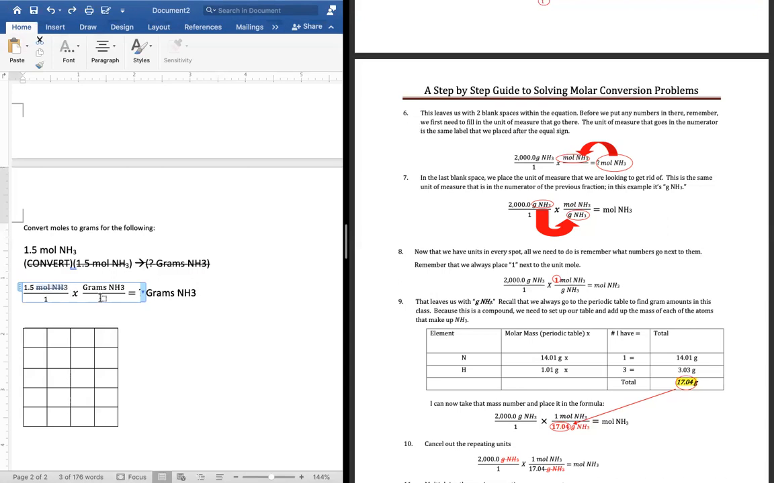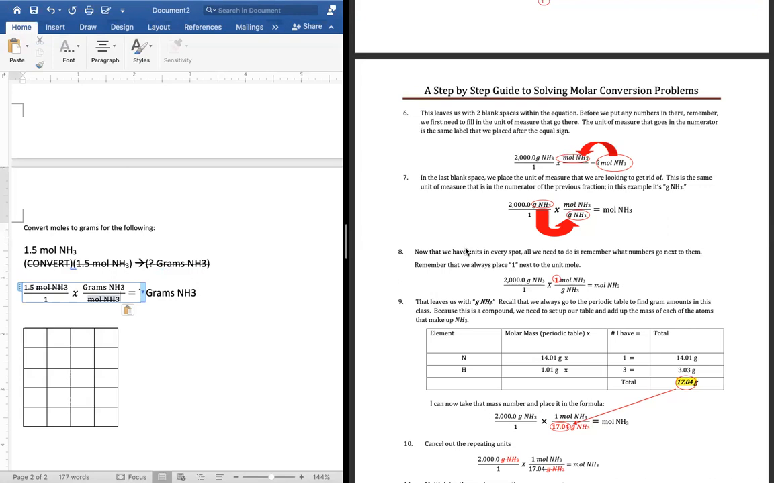So moles of NH3. Hey, there it is. So that gets flipped down there. So again, notice I didn't put any numbers in here yet. You can't put numbers in here without both measurements in because you don't know what you're comparing. You don't know what your relationship is. So now we can see we're looking for a relationship between grams and moles.